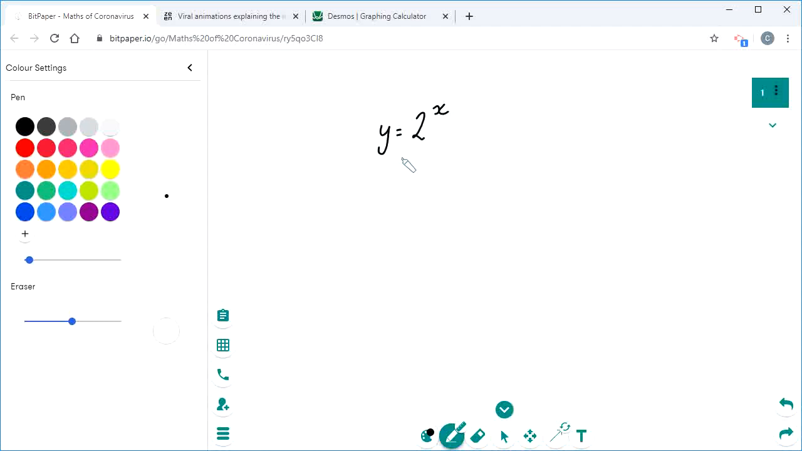In the next lesson, we're going to look at a related concept to exponential equations called logarithms. So we're going to have a look at logs and how they relate to modeling the data, how they make it easy for us to understand how the virus is spreading, and how we can use them to make better graphs.